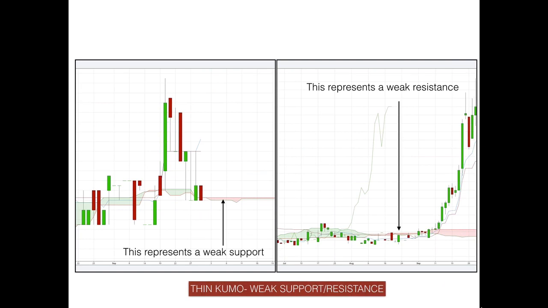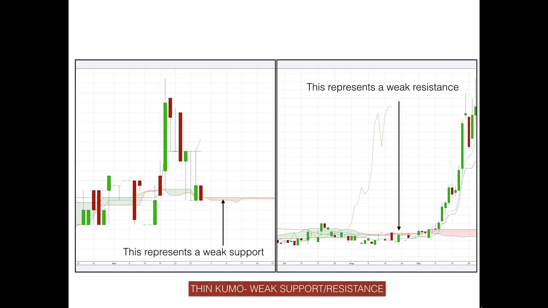So conversely, a thinner Kumo represents a weaker level of support and resistance. So for the chart at the left, we have a very weak support, so price will be able to cut below that support line easier. At the right side, price is able to break above the thin resistance, which is the Kumo, quite quickly because it is very thin.